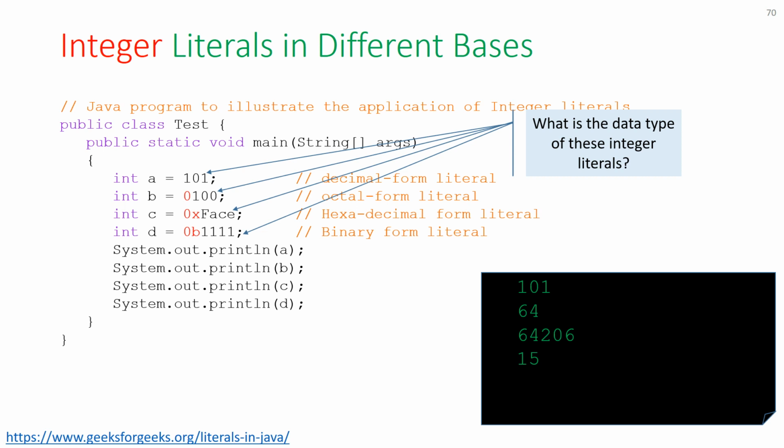The first one is 14. 14 times 16 to the power 0 gives me 14. The second one: 0 to 9 are 0 to 9, then A is 10, B is 11, C is 12. So now I take 12, I multiply 12 by 16 to the power 1, and I add that to 14. You see it? And then I keep going like this.